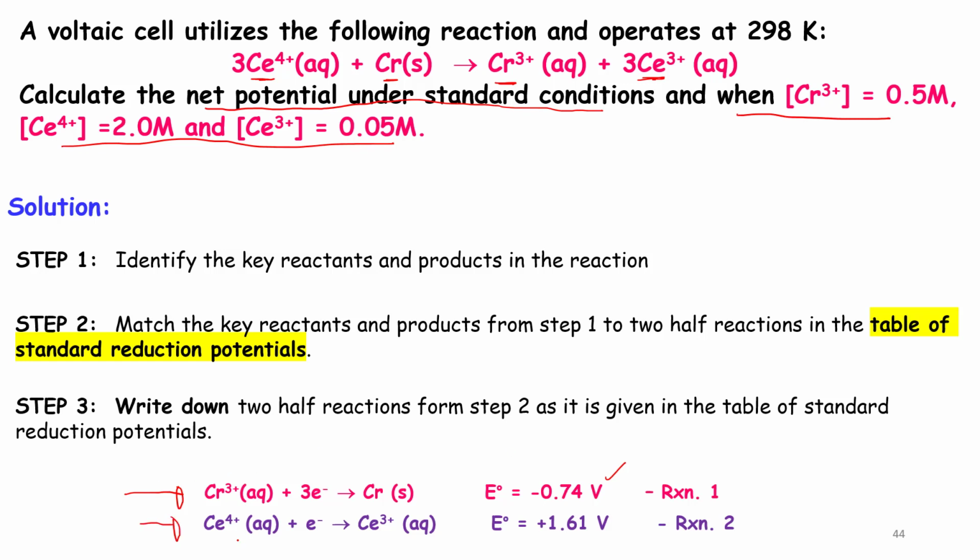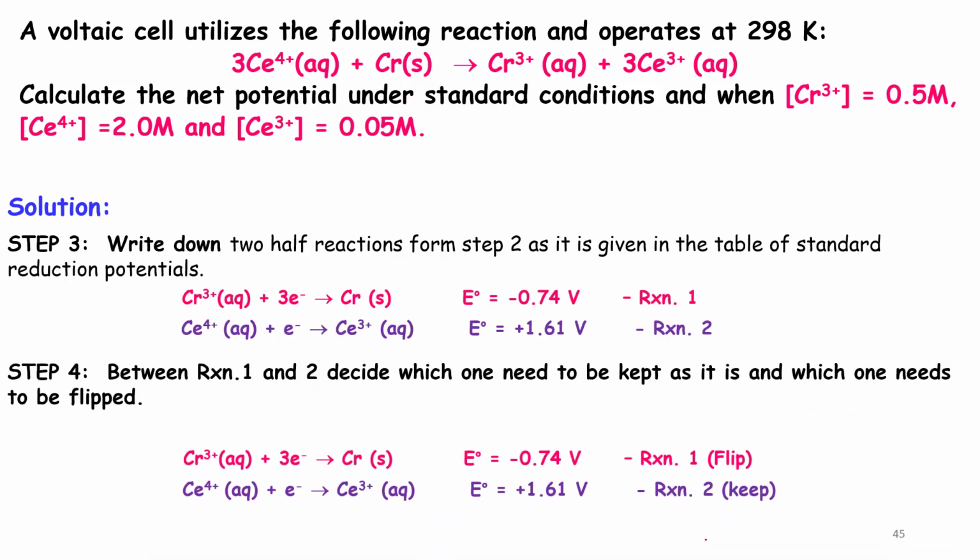And then for the cerium 4 plus, you'll see that cerium 4 plus plus an electron going to cerium 3 plus aqueous. And then the E naught for that is positive 1.61 volts. And this will be given in the table. You just write it down as it is. Okay. So once you write it down, in the next step, between the two reactions, we're going to decide which one we should keep as it is and which one we need to flip. And that depends on what is given in the overall reaction.